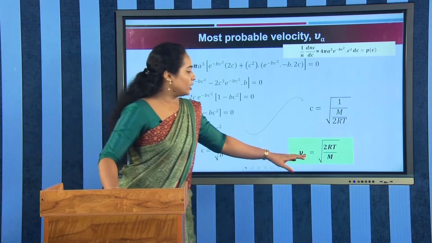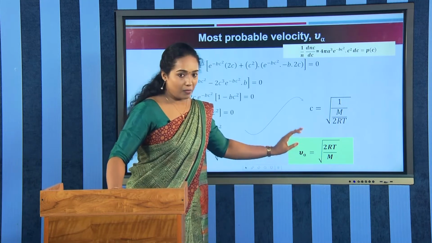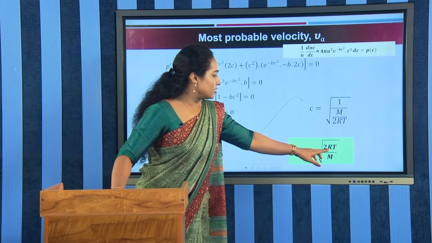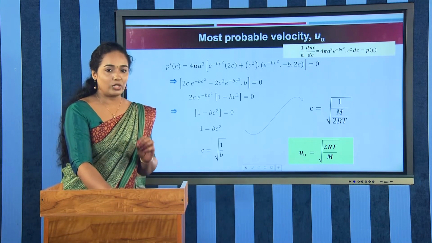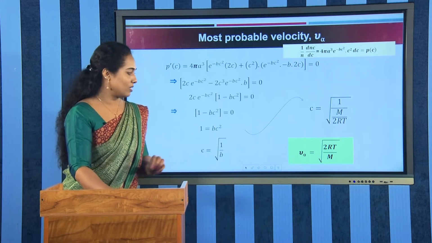So, here we need to understand only the molar mass of the gas, and R is the real gas constant, T is temperature. From this we can easily estimate what is the most probable velocity of the gas molecule.